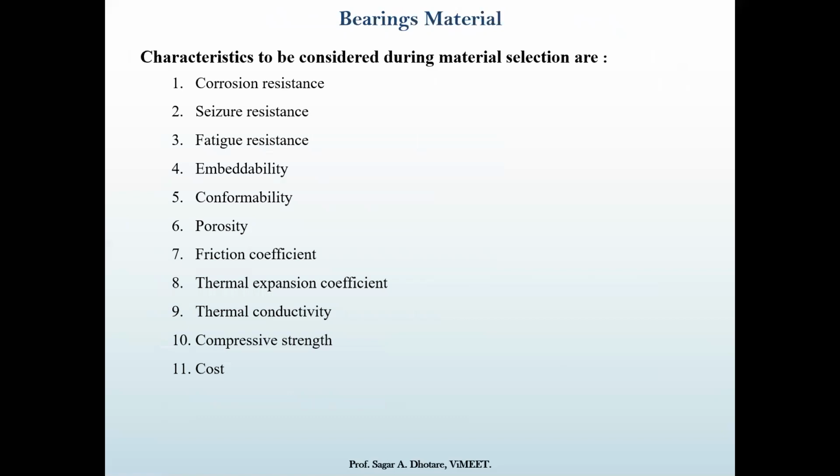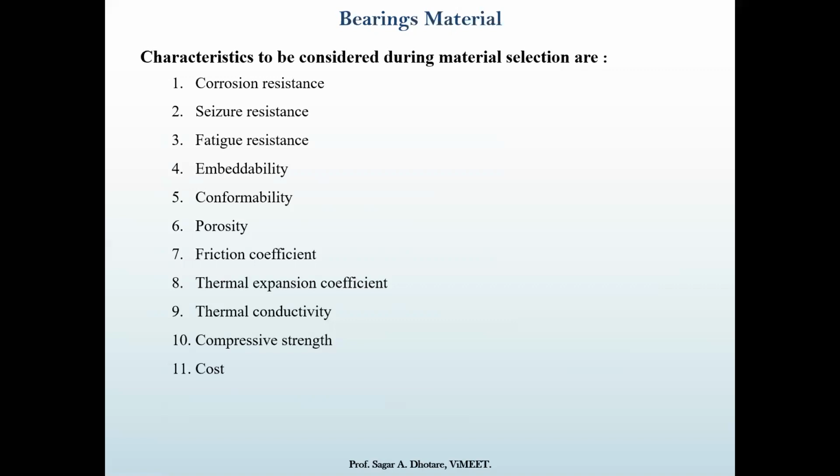Now next, a very important part: the bearing materials. Whenever you are choosing the bearing material, there are some characteristics we need to check. First, corrosion resistance. Second, seizure resistance, which means it can withstand high temperature. Fatigue resistance, meaning it can withstand high cyclic load. Then embeddability, conformability, porosity, frictional coefficient, thermal expansion coefficient, thermal conductivity, compressive strength and cost.